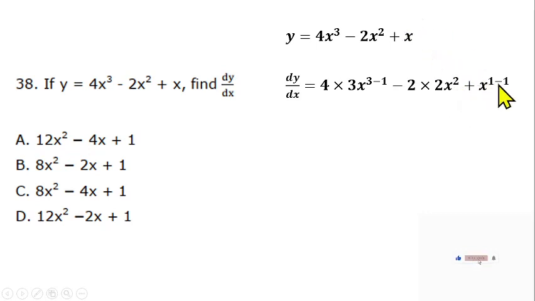Then you have x, whose power is 1. So you have 1 times x raised to power 1 minus 1. You are supposed to be having 1 minus 1, which is going to give us 0. So if you simplify that further, we have 12x squared minus 4x plus 1. So that is the answer, not 4x squared. So it is 12x squared minus 4x plus 1, which is option A.